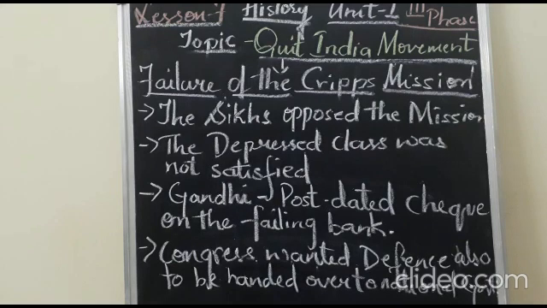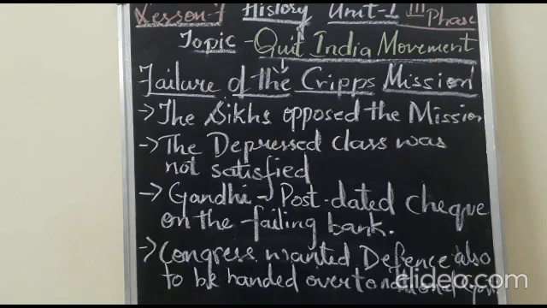Why did the Sikhs oppose? They opposed because they would be under the mercy of the Muslims if partitioned. Because Punjab goes to the northwestern frontier province, as they demanded Pakistan, and their interest would not be safeguarded. So the Sikhs were not happy. The depressed classes were not satisfied because their position and importance in the country would be dominated by which class? Upper caste Hindus.